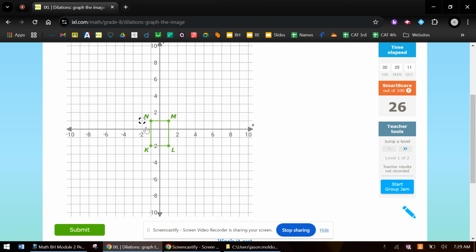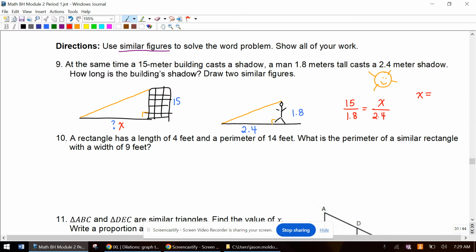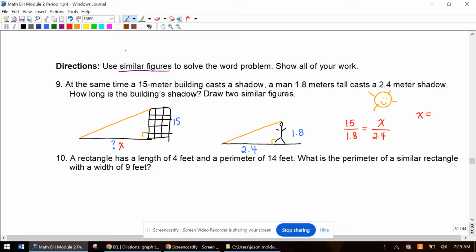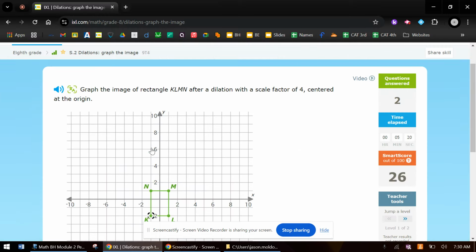So in this video, we went over similar figures. We did 3 problems in the lesson. Make sure that you do finish number 9. And then we talked about how to make similar figures by doing something called a dilation or a size change given a scale factor.